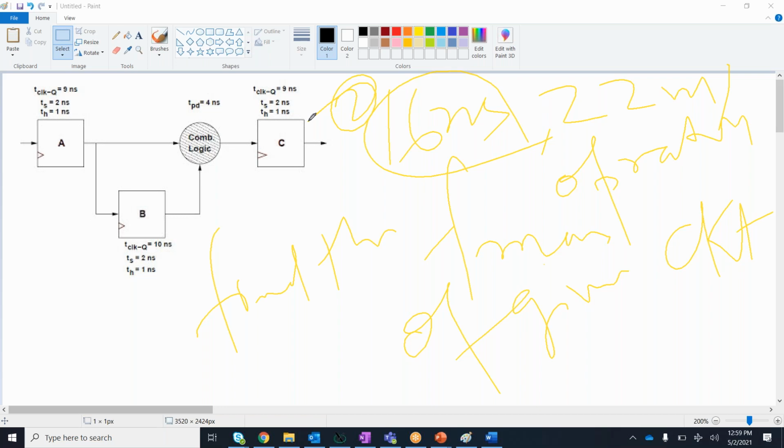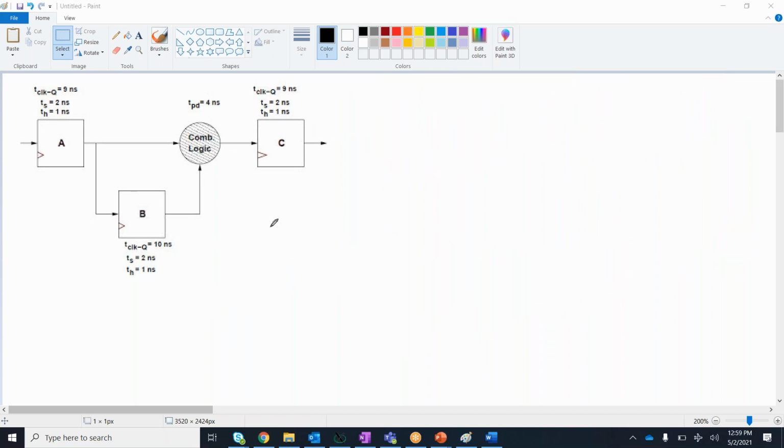Okay, let's see. Can you guys tell me how many register to register paths we have in the circuit?